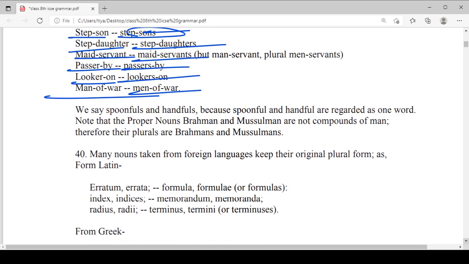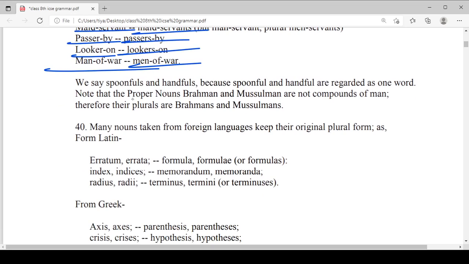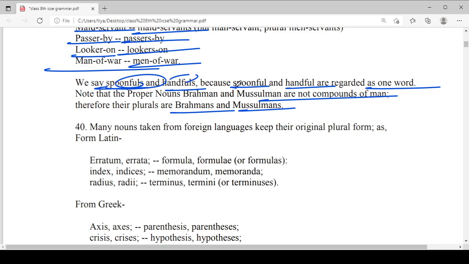So we always say spoonfuls, handfuls, because spoonful and handful are regarded as one word. And note the proper nouns Brahman and Musalman are not compounds of "man". Therefore, their plurals are Brahmans and Musalmans. Okay, so the plurals of Brahman and Musalman are Brahmans and Musalmans. And don't say "spoons full", it is called spoonfuls, handfuls.